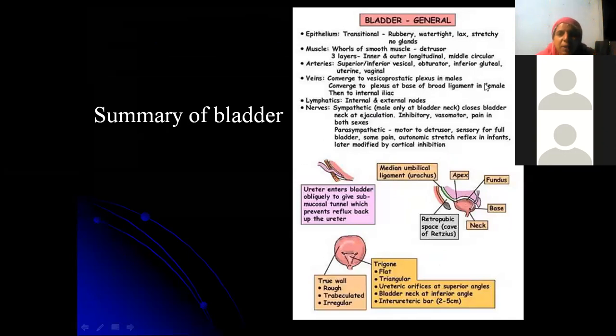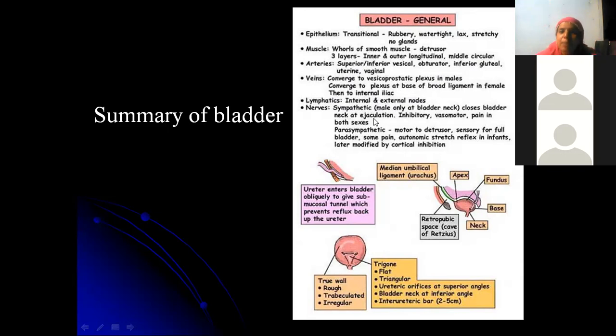Okay, this is something like summary. Epithelium. What type of epithelium we have? Transitional epithelium. Which muscle we have? Detrusor. It has three layers. Inner longitudinal, outer longitudinal, middle circular. Blood supply, superior vesical and inferior vesical arteries. Other arteries, if you can remember, obturator, inferior gluteal, uterine and vaginal. Veins, I said it is like vesical venous plexus, isn't it? You can remember that. Internal and external iliac nodes.